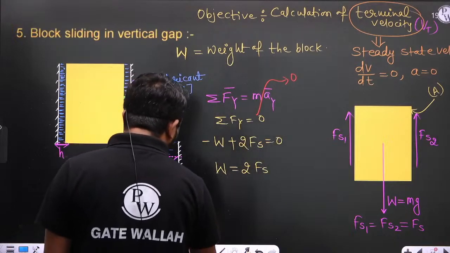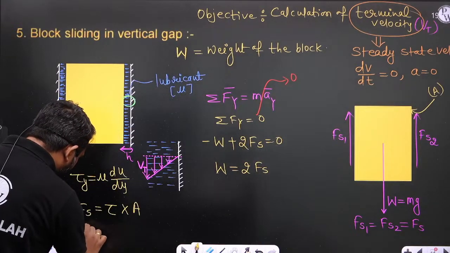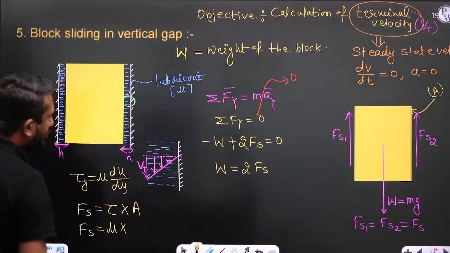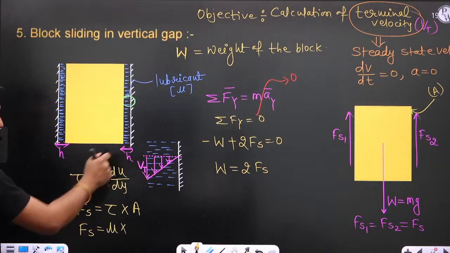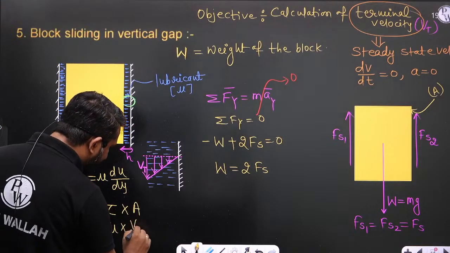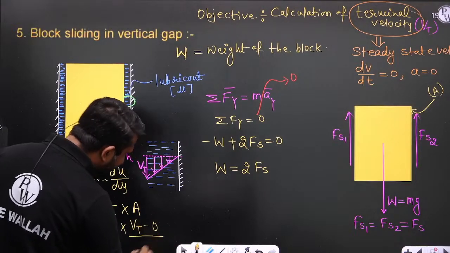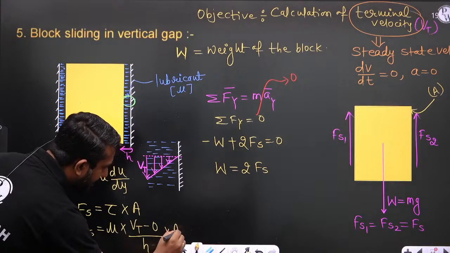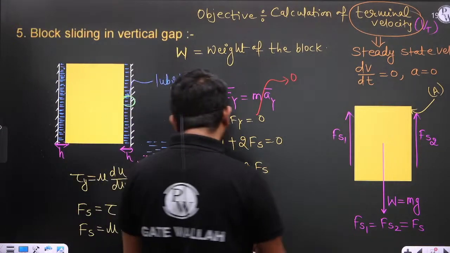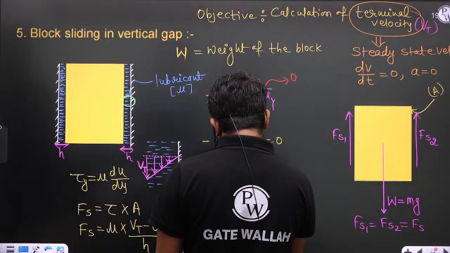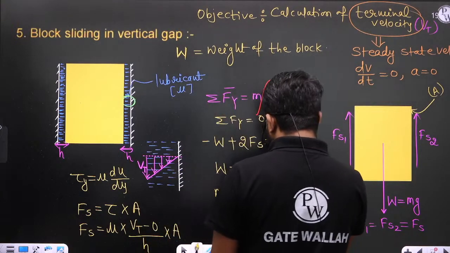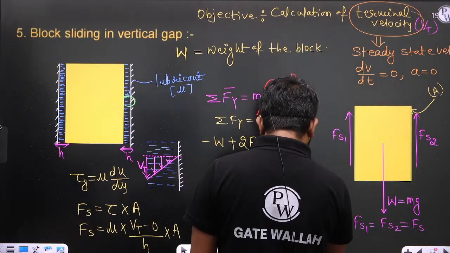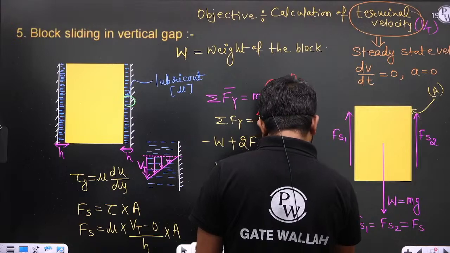Fine. Now see here. Fs is equal to tau, that is mu multiplied by du by dy. Since velocity variation is linear, we can simply write (Vt minus 0) divided by the gap. And what is that gap? That gap is h, multiplied by area. So this is the shear force. This is the weight W, we can write m into g. This is 2 multiplied by mu Vt divided by h, multiplied by A.